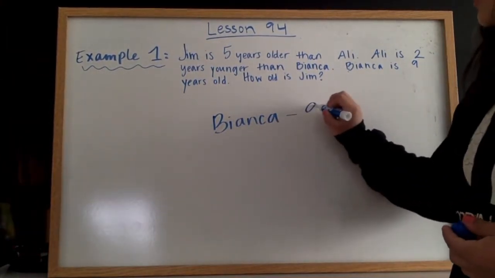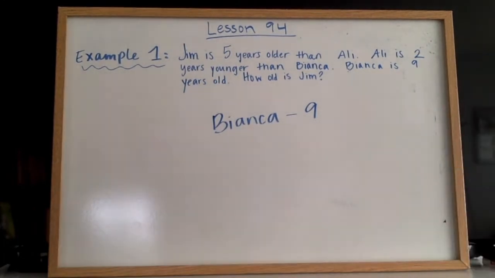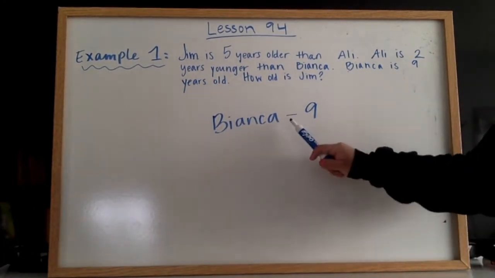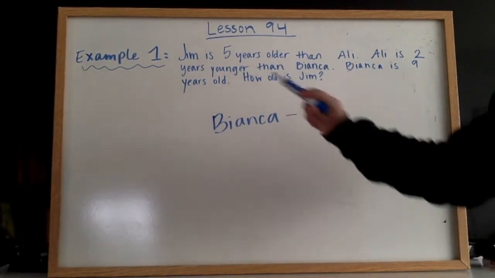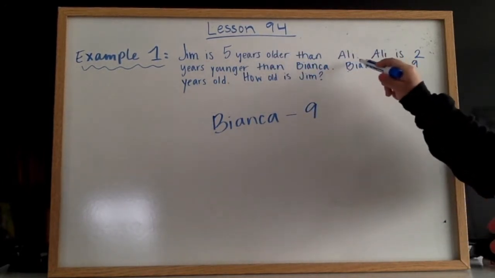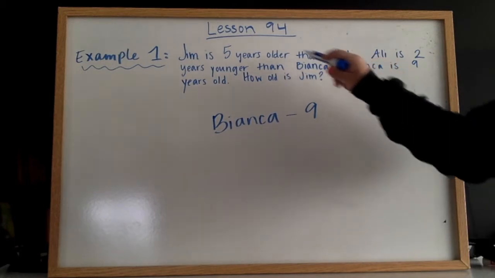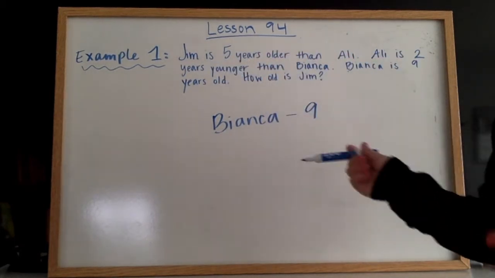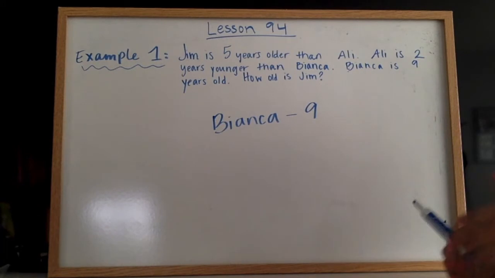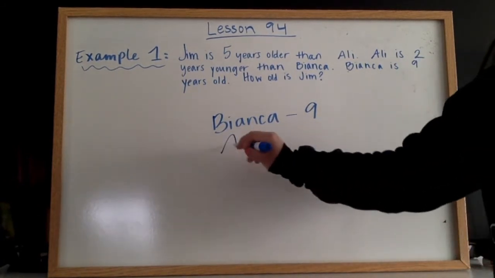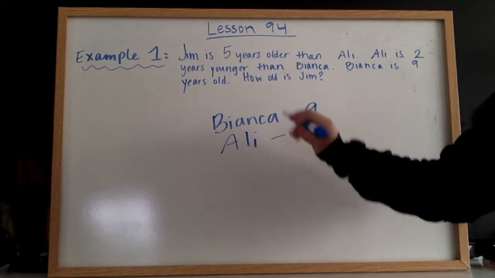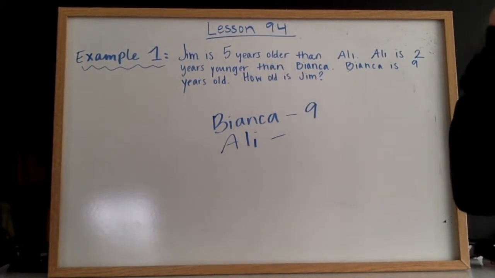So if Bianca is 9, then Jim is not related to Bianca at all right now. It says he's 5 years older than Allie. So Jim, we have to save for later. We'll have to figure out what Allie's age is first. It says Allie is 2 years younger than Bianca.